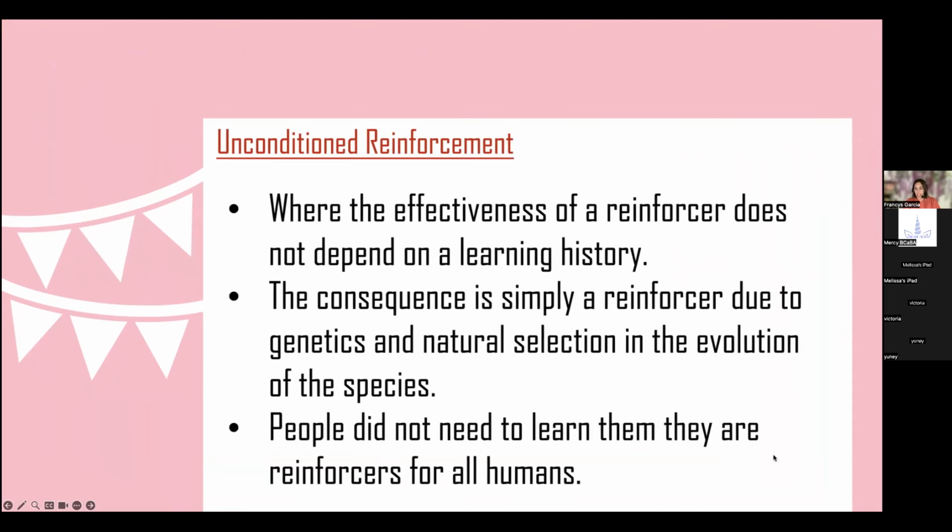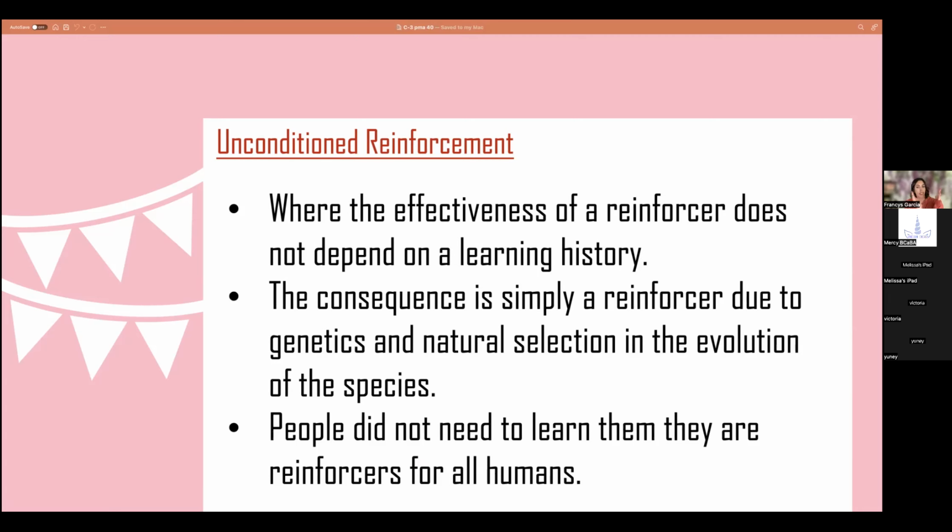So for definition purposes, we're going to go straight into it. Unconditioned reinforcement, based off a definition, is where the effectiveness of a reinforcer does not depend on a learning history. Does somebody have a question? Okay. So, where the effectiveness of a reinforcer does not depend on a learning history. Remember that we already learned what the word reinforcement was by definition: increases the future probability of a behavior occurring. Now we're learning the definition of unconditioned.